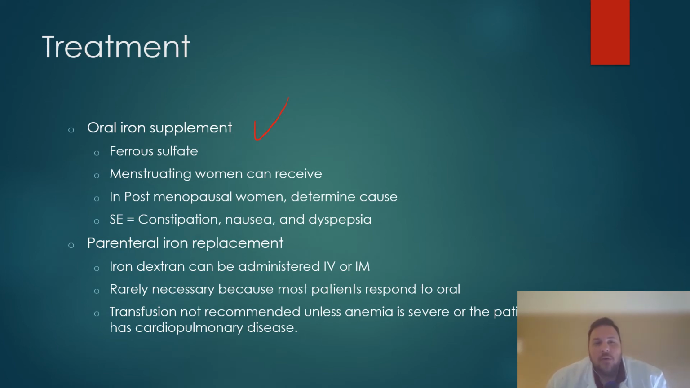So the treatment is oral iron supplement, which is ferrous sulfate. Menstruating women can receive it at any time. Postmenopausal women, determine the cause because their anemia is not because of menstruation, right? The side effects are going to be constipation, nausea, and dyspepsia. Parenteral iron replacement, iron dextran, it can be administered IV or IM. It's rarely necessary because patients actually respond to oral supplements. Transfusion is not recommended unless the anemia is very, very severe or the patient has an underlying cardiopulmonary disease.